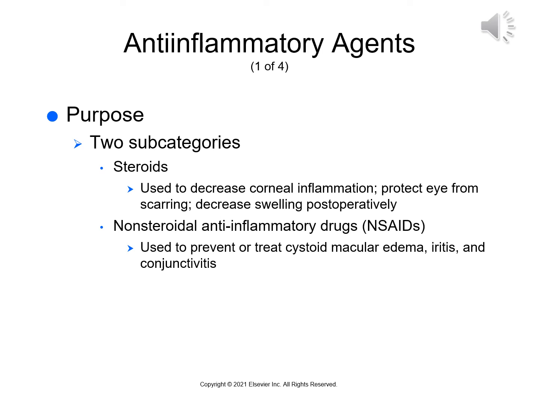So there are two categories of anti-inflammatory agents that are used in ophthalmology, steroids and NSAIDs. The general purpose of anti-inflammatory agents is to reduce inflammation and swelling postoperatively. Okay, so under anti-inflammatory agents on 140, it says two categories of anti-inflammatory agents are used in ophthalmology, steroids and non-steroidal anti-inflammatory drugs or NSAIDs.